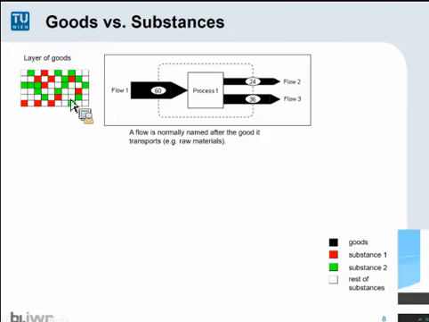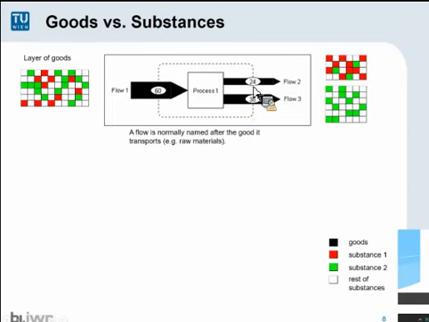And when these substances are going through our model, it can be that these substances are distributed in a different ratio than the flow of goods themselves. So you see most of the red substances go to flow 2, while none of them were going into flow 3.